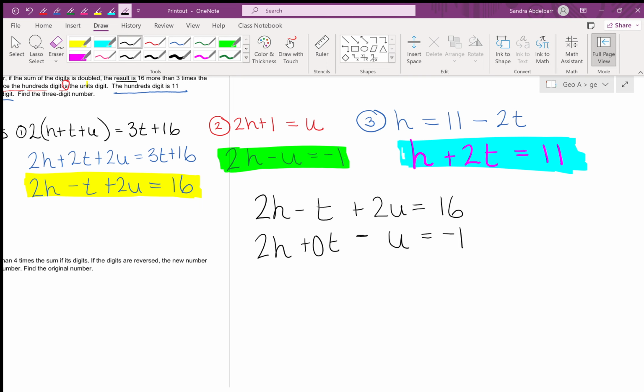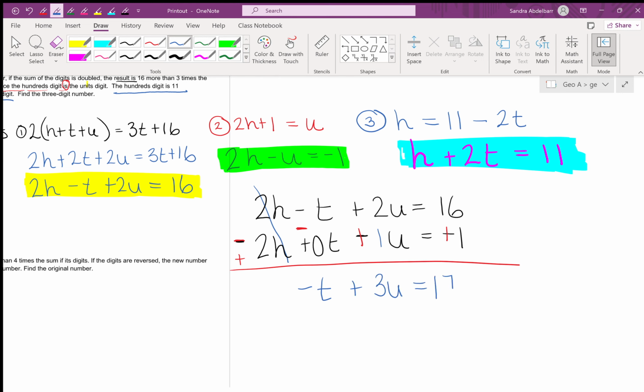All right, now let's eliminate the h's, since they're both 2h. So all I have to do is distribute a negative to the bottom one, and then add. When I add them, the 2 h's cancel. Then I'll have a negative t plus a positive t is a negative t. 2u plus 1u is 3u. And now that's going to equal 17.